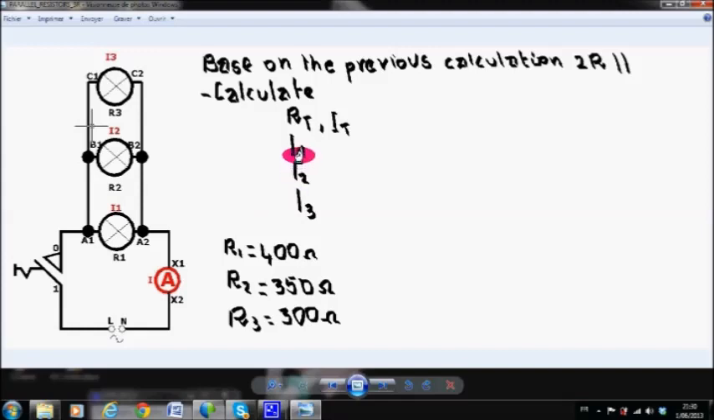And so you calculate I1, the current that flows through the first light bulb. You calculate I2, the current that flows through the second light bulb, and then I3, the current that flows through the third light bulb. I give you the resistance of R1, the first light bulb, is 400 ohms, the resistance of the second light bulb is 350 ohms, and the resistance of the third light bulb is 300 ohms. So it's over to you to make this calculation.